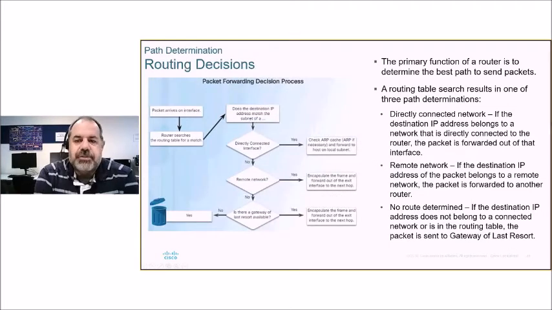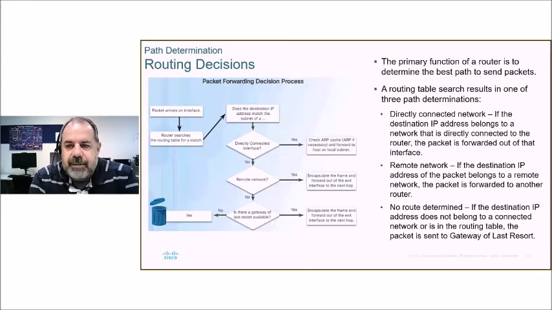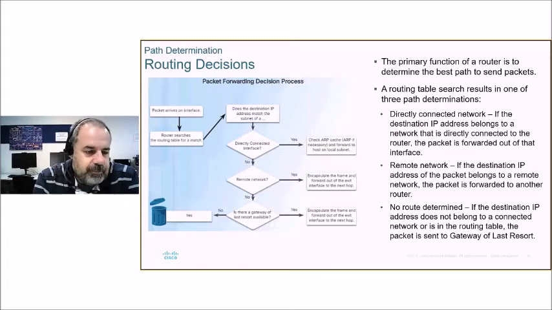Okay, so routing decisions. The primary function of a router is to determine the best path to send packets. The routing table search results in one of three path determinations. You've got a directly connected network, which it learned when it booted because it's directly connected to it. You've got a remote network, and that's either from a static route or a dynamic route learned from another routing protocol. And so it will forward it to the next hop router along the path.